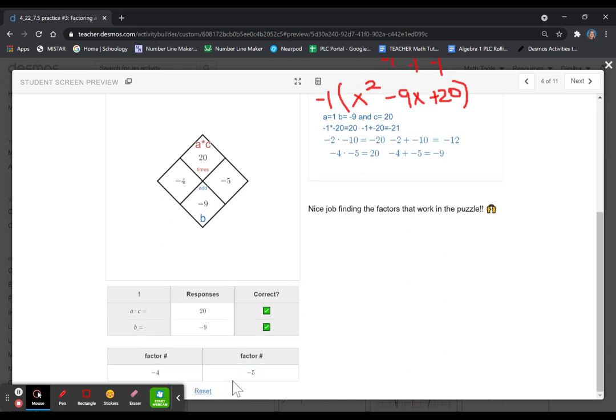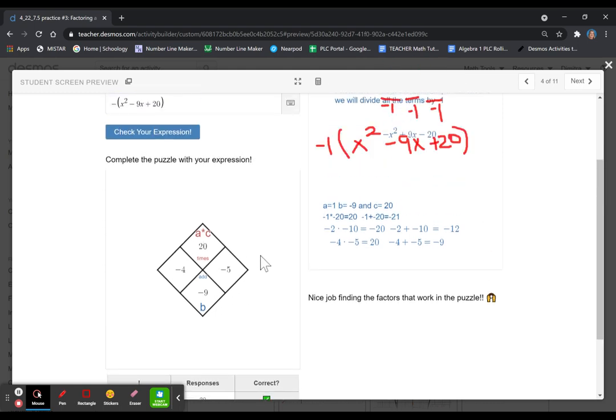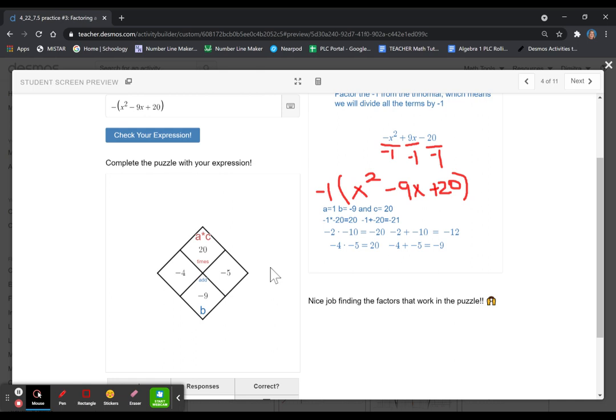Check my factors. Awesome. Take a picture of this diamond and everything so you can have it for your next slide. That's what I'm going to do so I can remember to have it. Let's go on to the next slide.